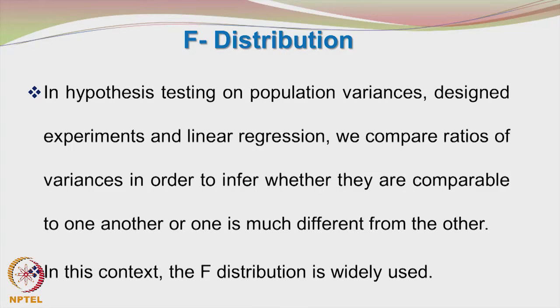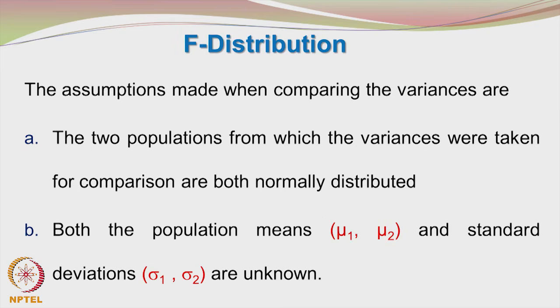So let us look at the basics of the F distribution. Again we start off with a set of assumptions. The two populations from which the variances were taken for comparison are both normally distributed. We are comparing two variances and we assume that both of them are coming from populations which are normally distributed. And we also do not know the population parameters, namely the means and variances.